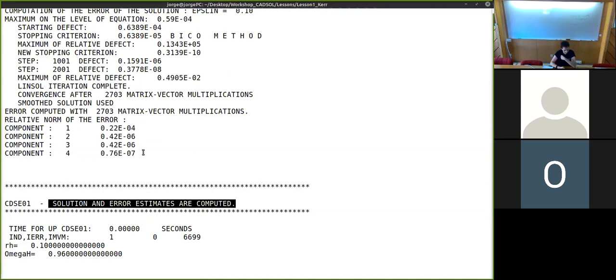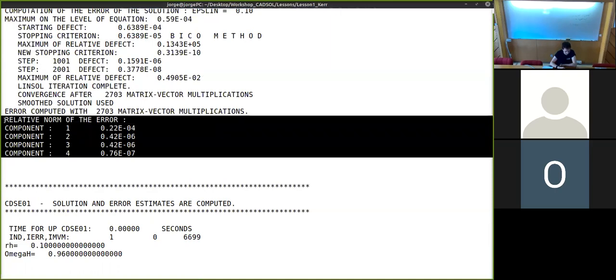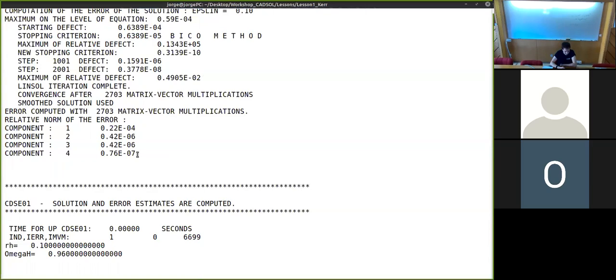The third and last part that I want you to look at is the relative norm of the errors. So basically this is the error estimation for each function. So F1, F2, sorry, F0, F1, and W. Since this is an error, you expect it to be close to 0.